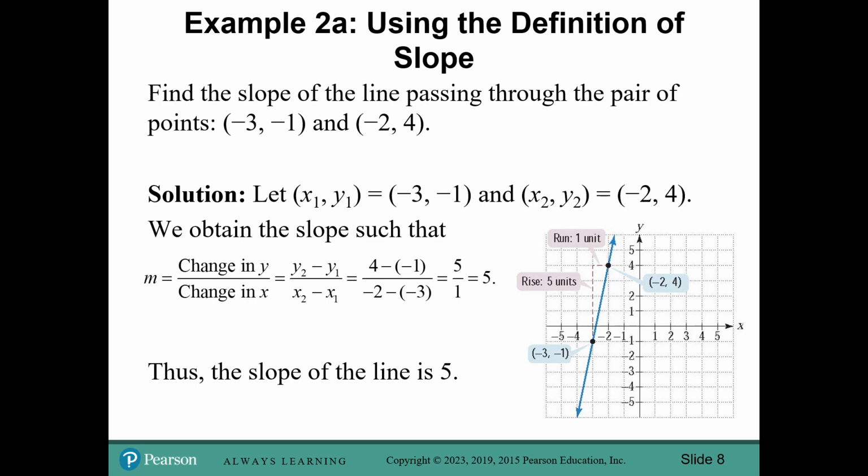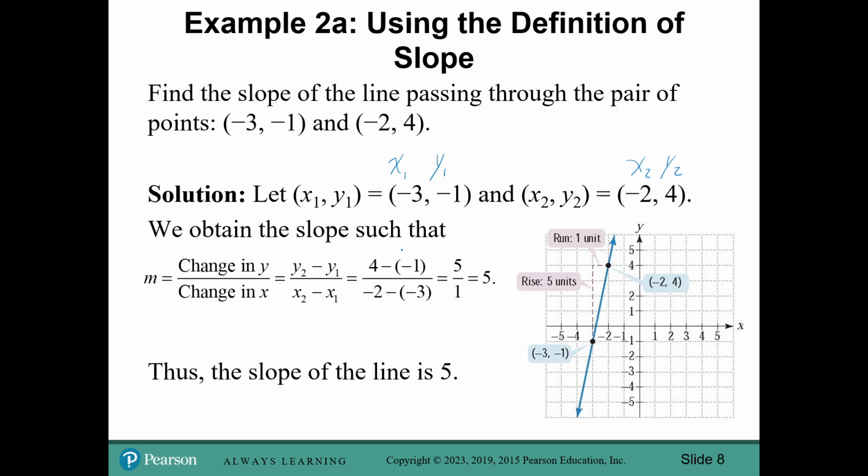We obtain the slope such that the slope m equals change in y over change in x, or y2 minus y1 over x2 minus x1. Now, this is what we said. We said that the negative 3 is our x1, the negative 1 is our y1. We're saying that the x2 is negative 2 and the y2 is 4. So we put the 4 here minus negative 1. And then we put the negative 2 minus negative 3 on the bottom for our x's here.